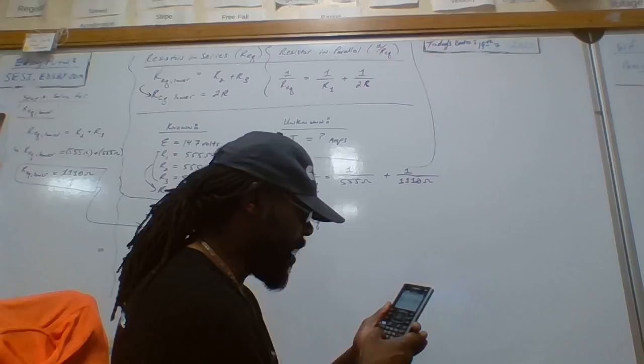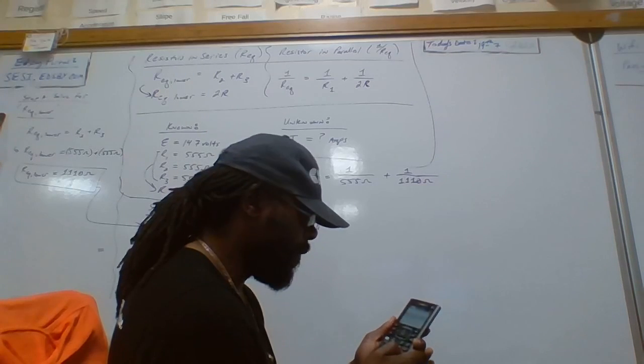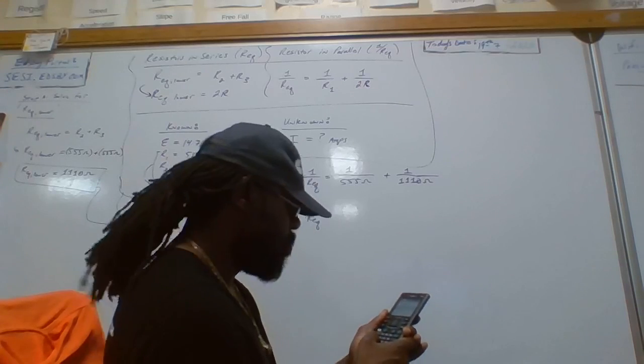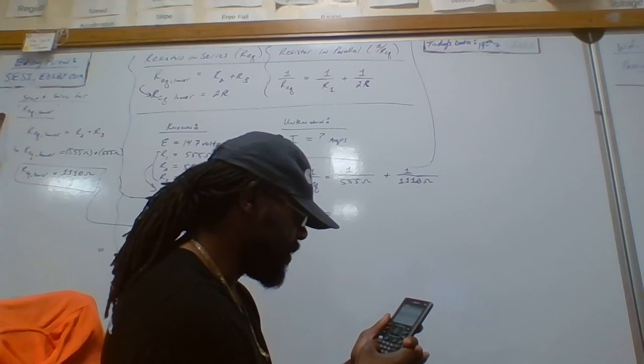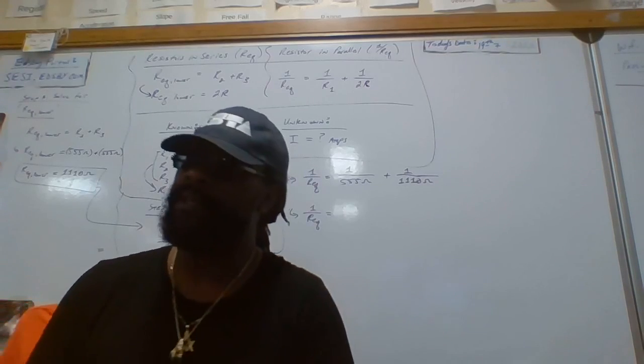I'm going to press the fraction button, 1, press down, that's 555, press the arrow key over, plus fraction button, let's use another ratio, 1, come down, and it was 1,110. And what did you get?